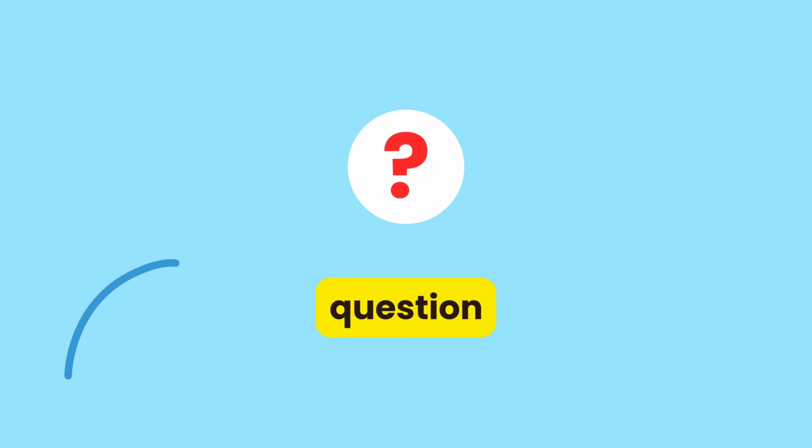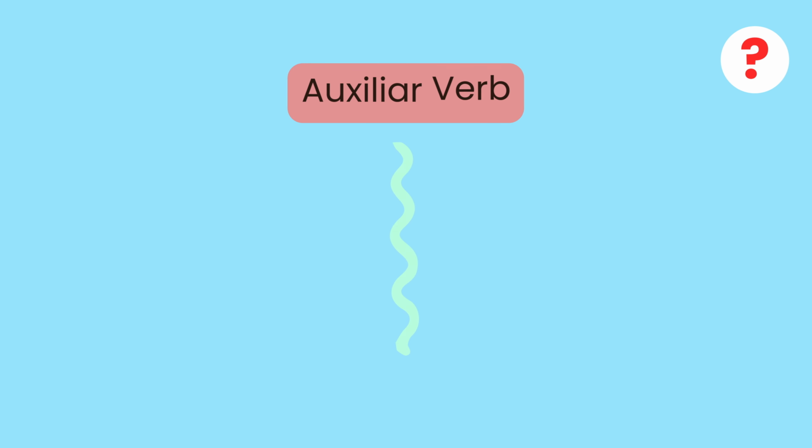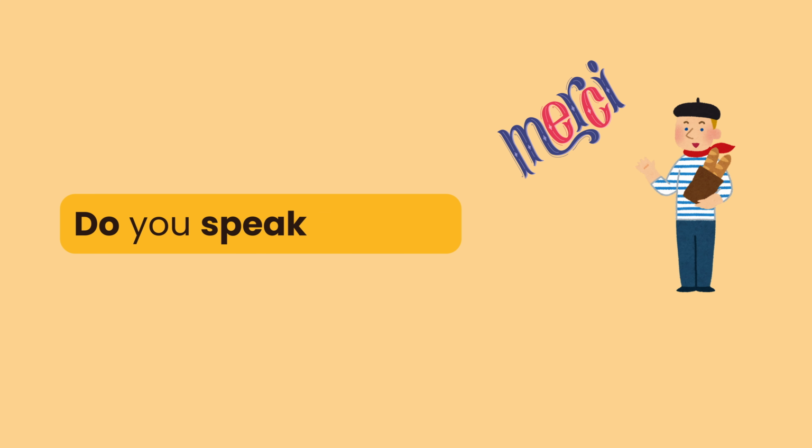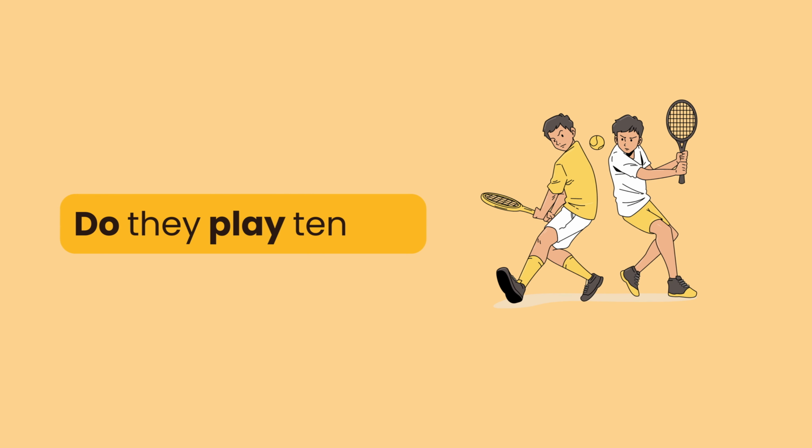Finally, let's learn how to form questions in the present simple. We use the auxiliary verbs do and does to form questions. Do is used with I, you, we, and they. For example, do you speak French? Do they play tennis?